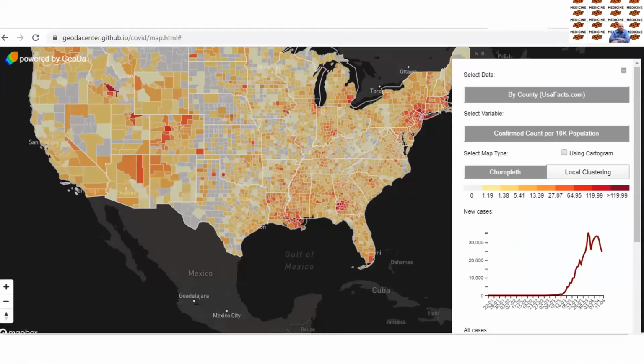This is out of University of Chicago, but actually allows you to look at hotspots around the country broken down either by county or by state. And if you go into this map and you select by variable, you can look at several different variables, including counts per 10,000, counts per bed, deaths. But it gives you a look down at the county level of hotspots around the country.